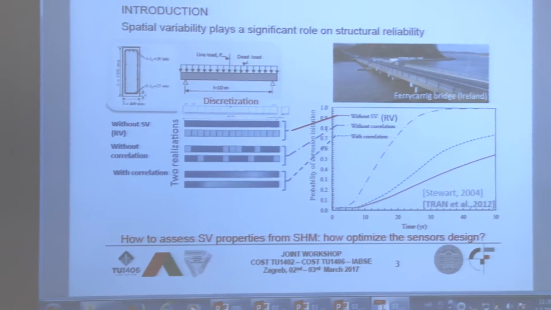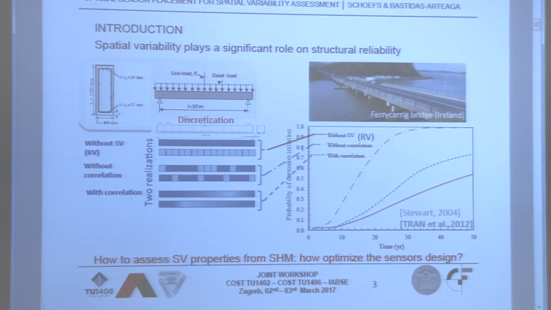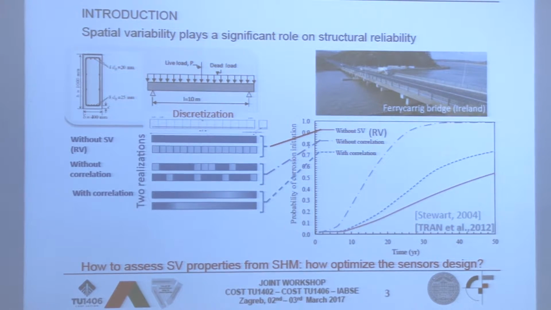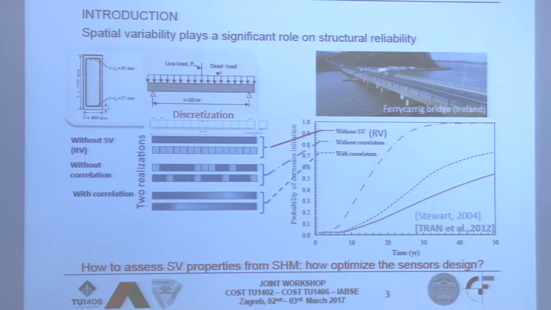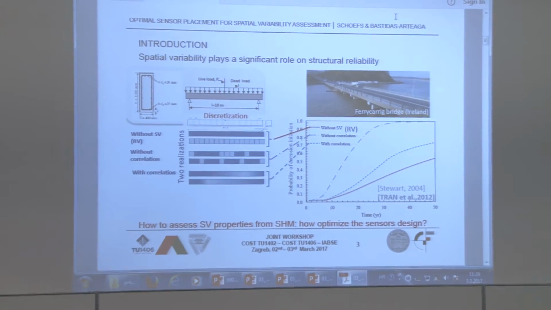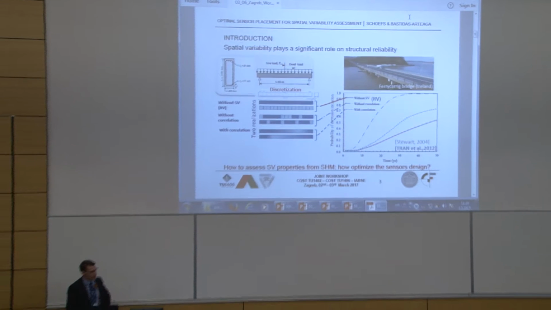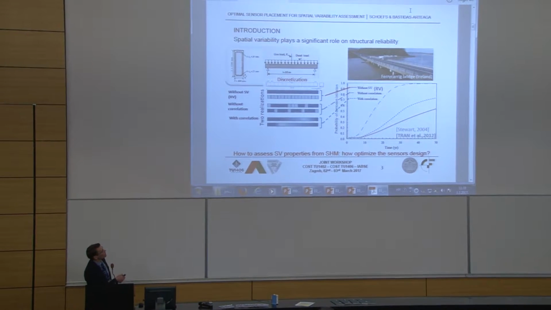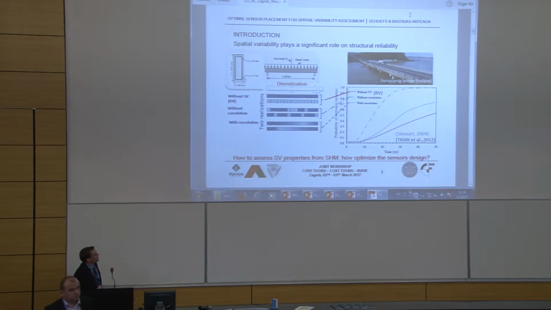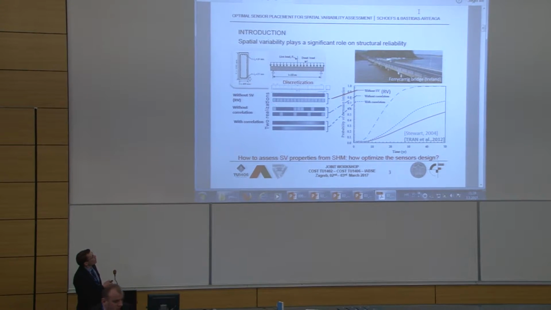First, spatial variability plays a significant role in structural reliability. Here you have a beam submitted to chloride ingress and then to corrosion. That's a case we studied with Alan O'Connor from Ireland. If you want to compute the structural reliability and the system reliability, you can make a discretization like this. So the question of the spatial variability could be a low spatial variability.